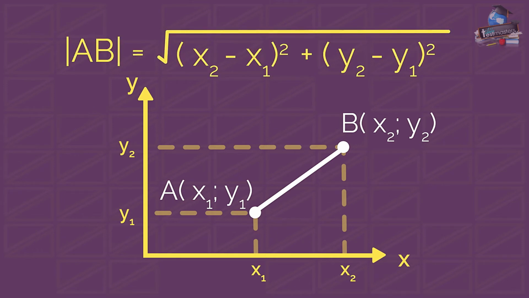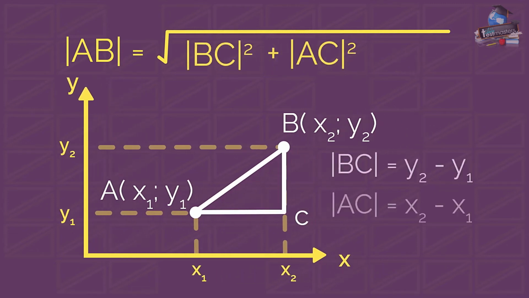This looks scary, doesn't it? But let's gather our courage and look closer. This is just another representation of Pythagoras Theorem. So why did we do all these strange things? Because now we can find the distance between objects even without drawing them.